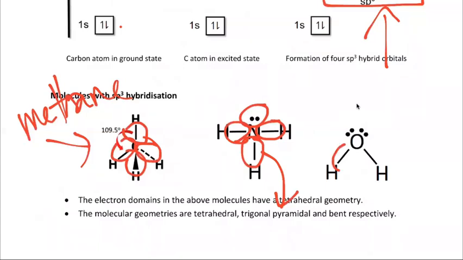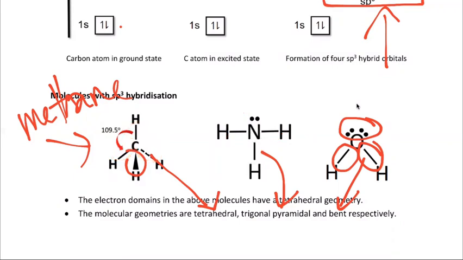And then the last one here is water. So water has sp3 hybridization because it does have 4 electron domains. It's just that 2 of them are bonds, 2 of them are lone pairs. So this example would be something that has the bent molecular shape. So all of the examples above have tetrahedral electron domain geometry because all of them have 4 total electron domains.